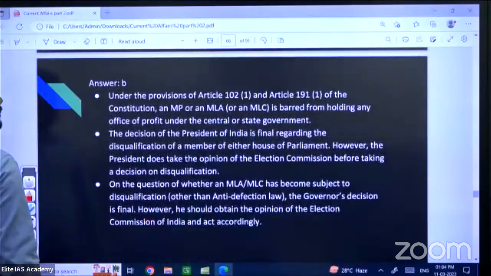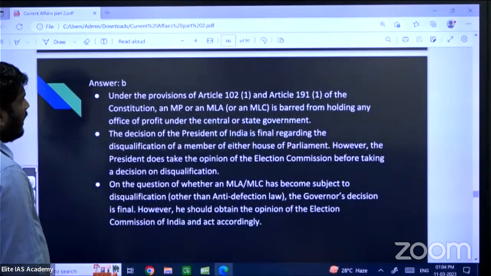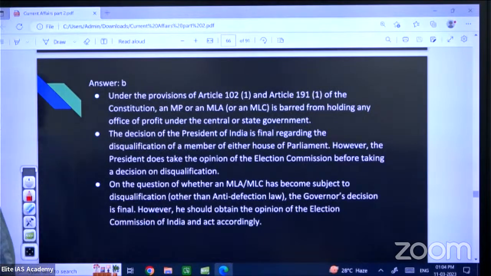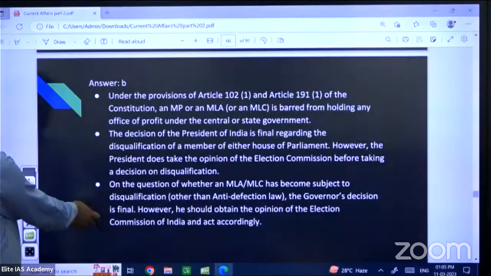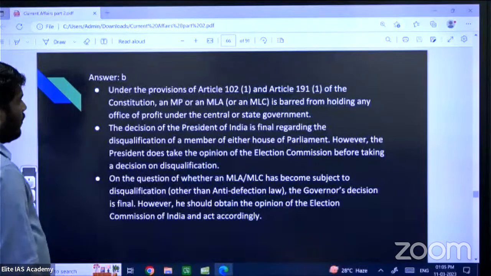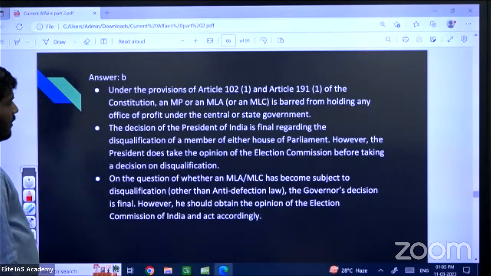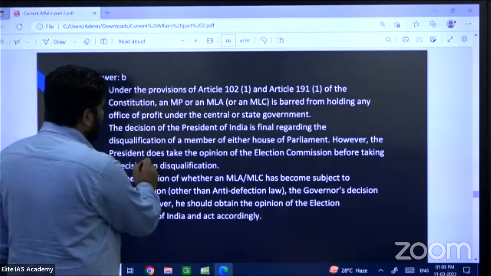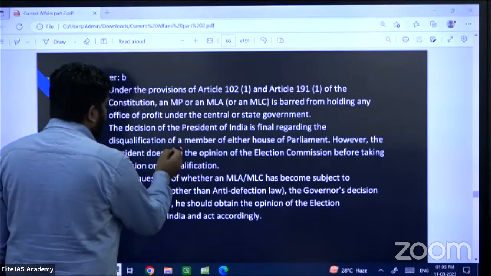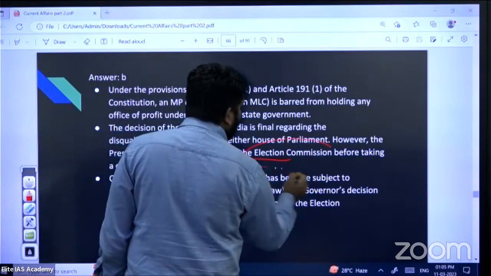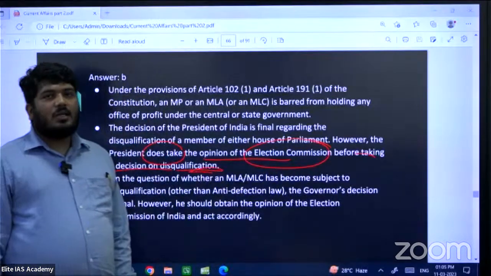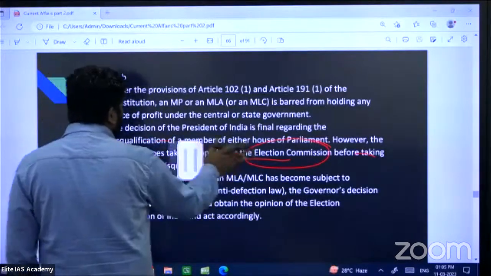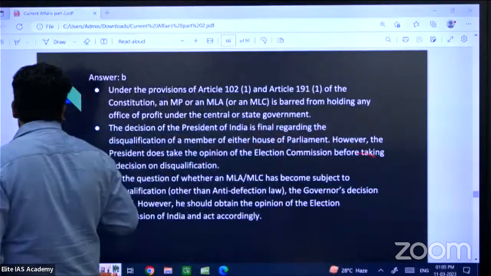You can see here, under the provision of Article 102 and Article 191 of the Constitution, an MP or MLA is barred from holding any office of profit under the central or state government. The decision of the President of India is final regarding disqualification of a member of either house of the Parliament. The President does take the opinion of the Election Commission before taking the decision on disqualification. That means the President must take the opinion of the Election Commission, and that is binding. Okay, so that's what I am trying to highlight.